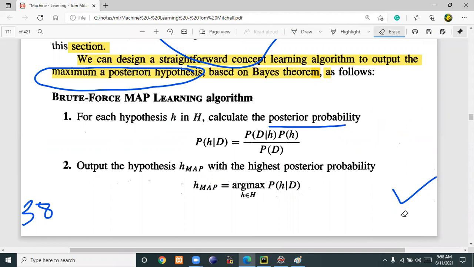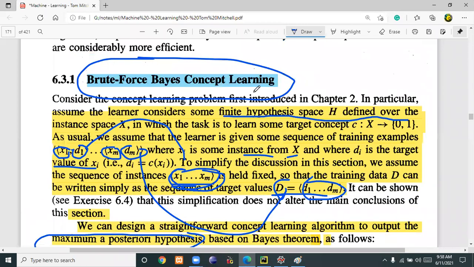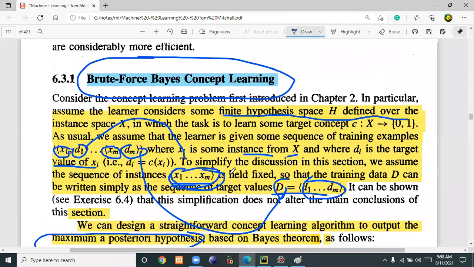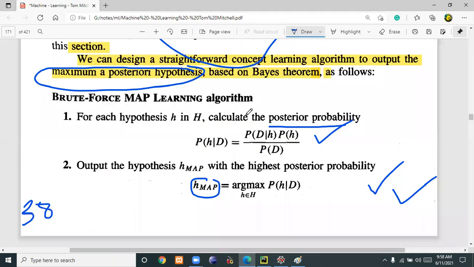For each hypothesis, students try to understand what a brute force based concept learning is. First you have to calculate this, and after that you have to calculate this. I already told you this one: H map, maximum likelihood. And what is H map, students? Maximum posterior hypothesis probability.